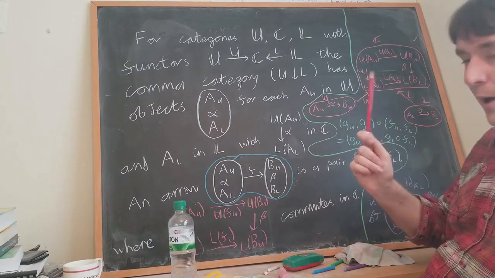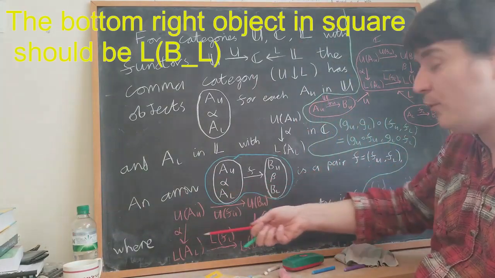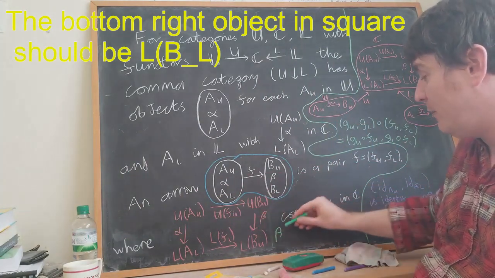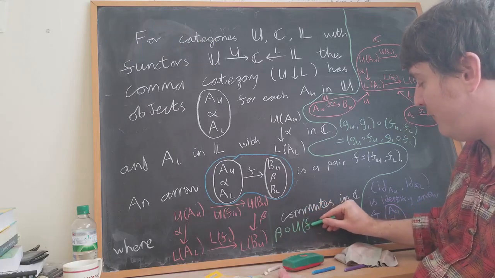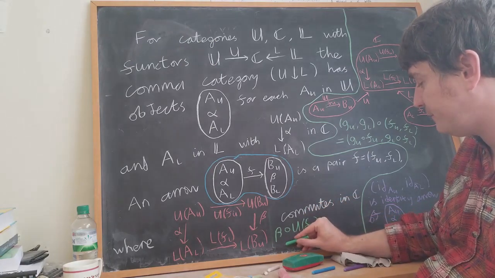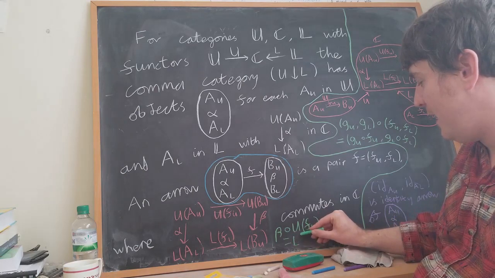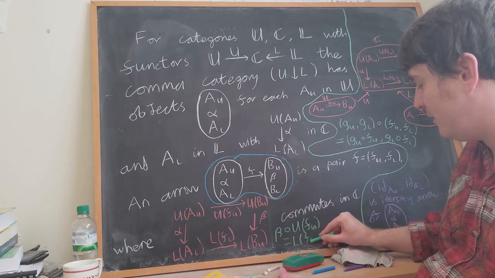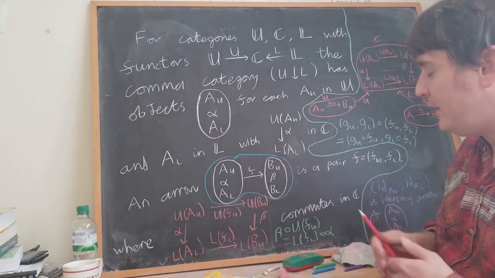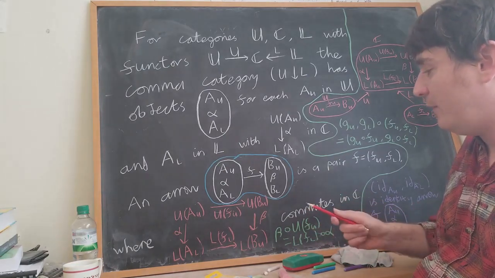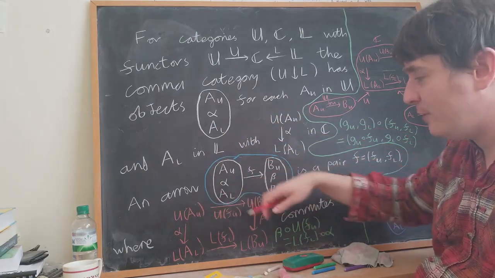But we also require, in order for this to be considered an arrow, that this square here has to commute. So we require that beta after U of F of U is going to be equal to L of F of L after alpha. Okay, so these arrows here are pairs of arrows that make these squares commute.